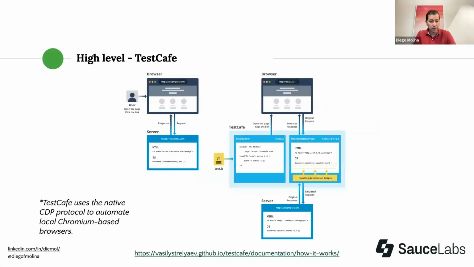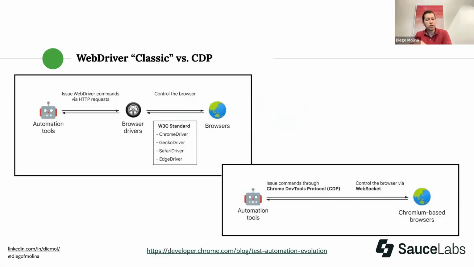TestCafe works very similarly. I'm not going to go through all the details because conceptually it's the same. What I want to mention about TestCafe is that at some point, they started to see that this proxy, this man in the middle, was a high overhead in their tests. And they started to use the CDP protocol, the Chrome DevTools Protocol, when they were using Chromium-based browsers. And that has been a relief for them, and I'm going to give you some more information about that in a moment. Now let's switch to the low-level approach, where we have two variants.